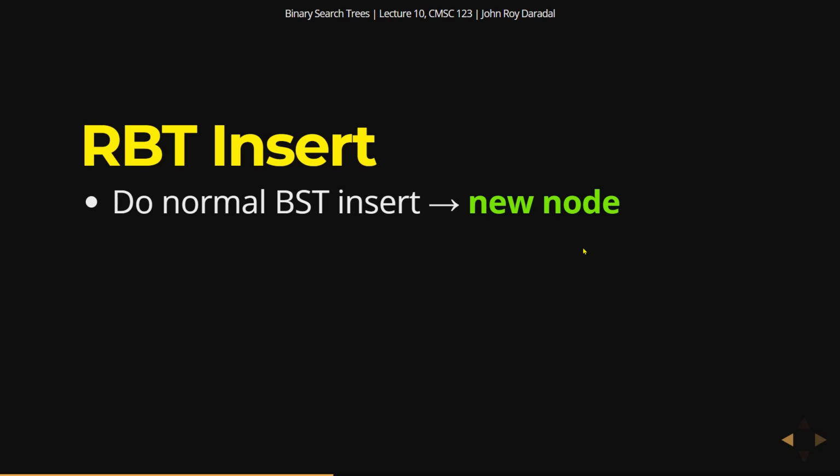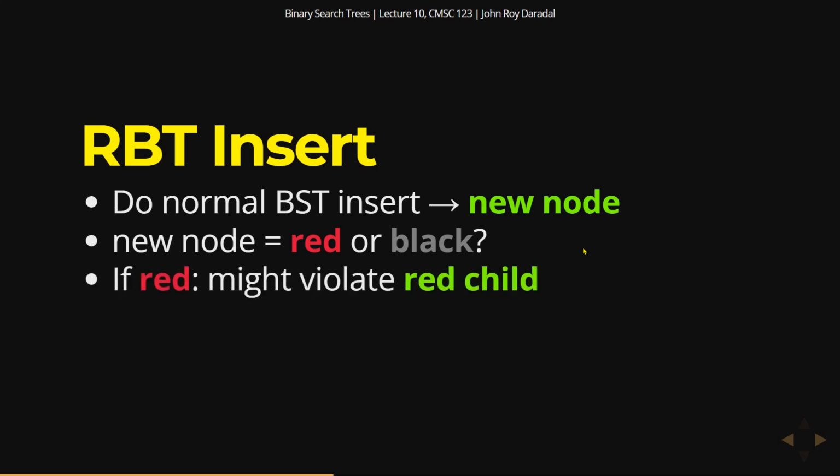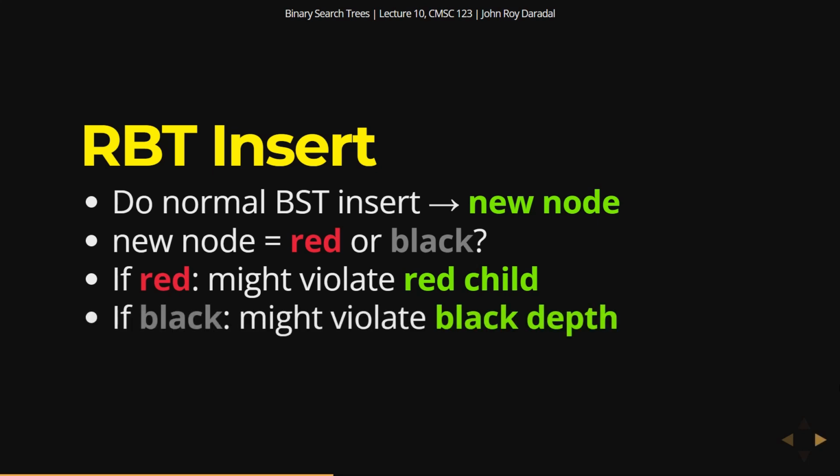Okay, so we'll have a new node. Now this new node, what should we color it? Should we color it red or black? If we color it red, this might violate the red child property, right? Because what if the parent of the new node is also red? So if you color it red, that would be a double red. But if you color it black, this might also violate the black depth property, because if you add a black node along the path, then it would change the black depth of the null nodes, right? So it won't be the same with the rest. Which one do you think is better, red or black?